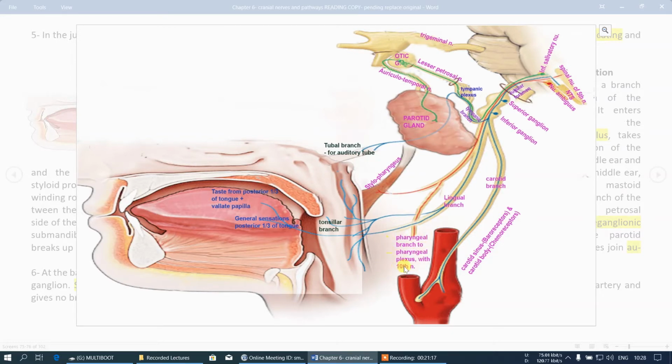The pharyngeal branch goes to the pharyngeal plexus along with the vagus nerve, and it will supply all the pharyngeal muscles: superior, middle and inferior constrictor, and then stylopharyngeus, salpingopharyngeus and palatopharyngeus. 3 vertical and 3 horizontal groups of muscles. Out of this, the inferior constrictor is mostly supplied by the vagus nerve. Remember Killian's dehiscence and this neuromuscular incoordination forming Zenker's diverticulum and all.